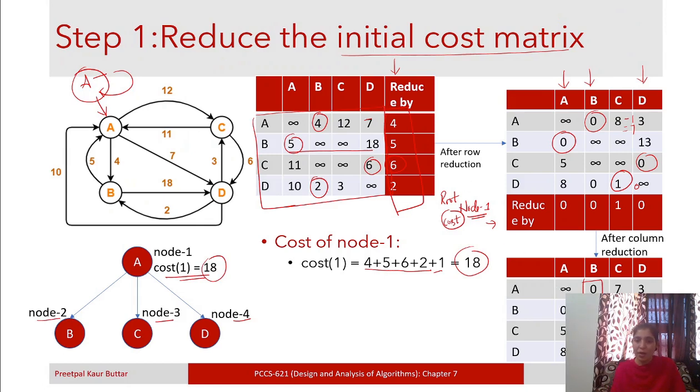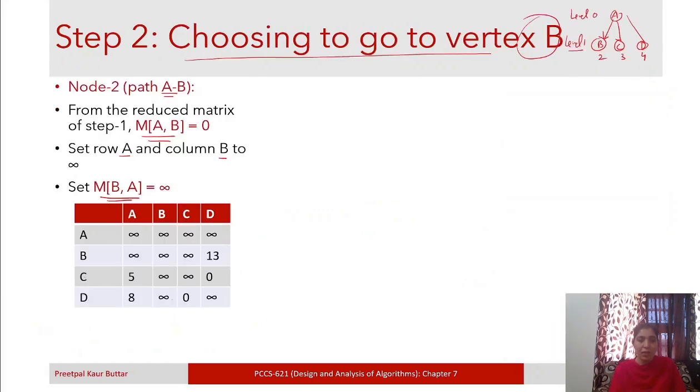Okay, so all other values are the same except that we have set this row to infinity and we have set this row to infinity and we have set this value to infinity. Okay, so in this way we get this matrix. Now we will reduce this matrix and find the cost of node 2, right?